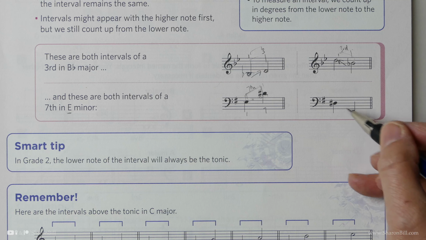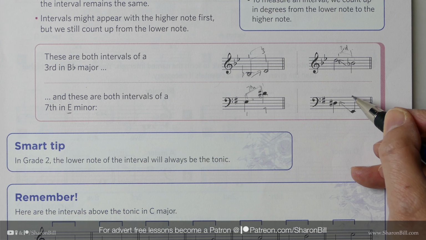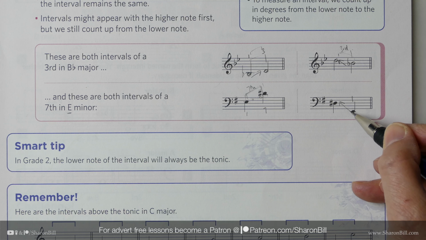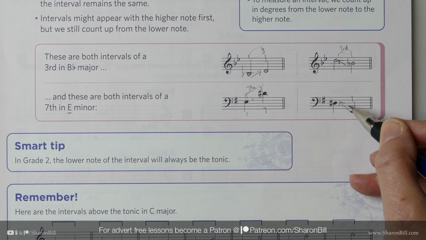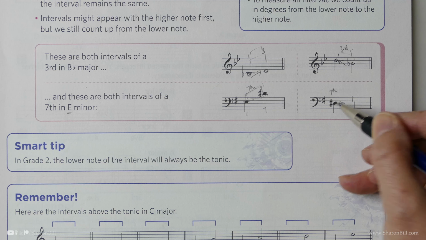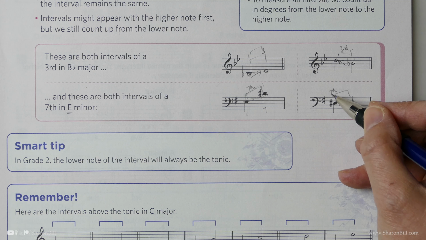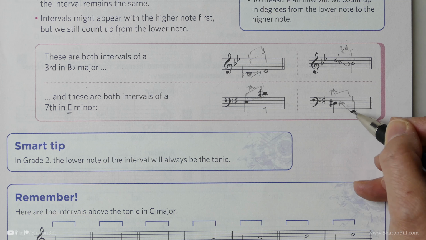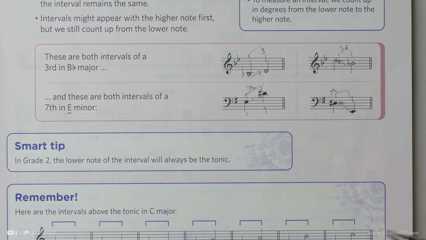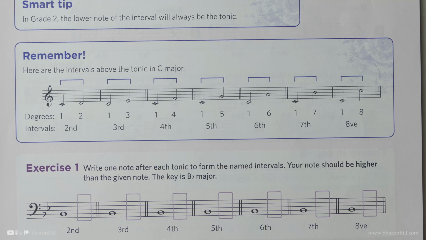And again, even if it's written the other way around, we always count up. We've gone from the 1st degree of the scale, 1, 2, 3, 4, 5, 6, 7, to the 7th. That's raised because it's the harmonic minor. However, degree 1 to 7 is still a 7th, even though it's come the other way around. We're always counting upwards. And we will always be counting from the tonic as well.